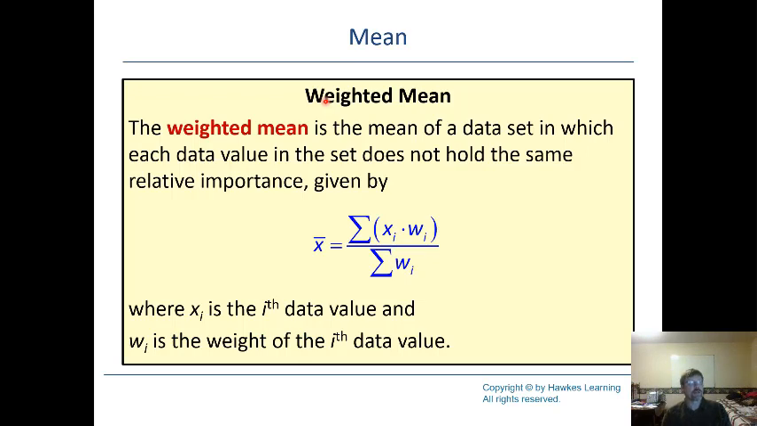Okay. The weighted mean is basically the mean, again with some sort of weighting factor that gives it a relative importance. So, for example, in our grade calculation, you could consider your final grade a mean score.